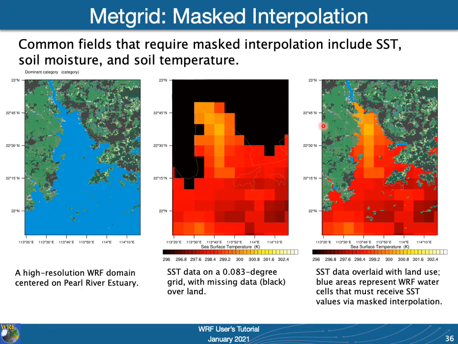So if we overlay land points on top of this SST field, it's obvious that there are some water points in our model domain that aren't covered by the SST dataset. And conversely, there are some land points that are covered by the SST dataset. So the Metgrid program handles these mismatches in land sea mask between our ARW domain and the SST dataset when it performs its horizontal interpolation.